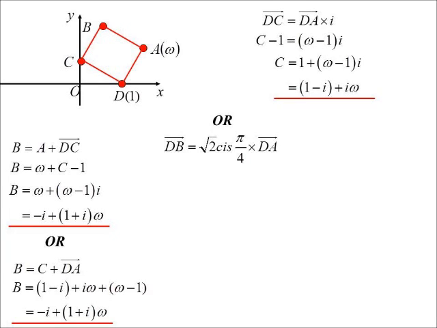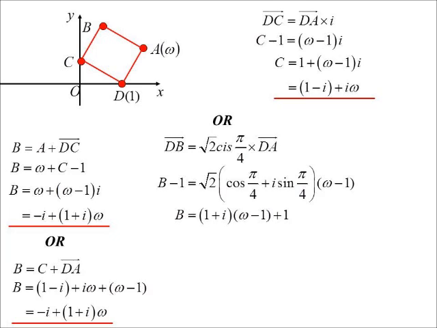Remember, cis means cos plus i sine, so I can actually calculate this out. dA we've worked out is omega minus 1. Cos pi on 4 is 1 on root 2, and so is sine pi on 4. So we end up with 1 plus i times omega minus 1, then moving the 1 to the other side of the equation, we add 1, and playing around with it, eventually, again, we get the same answer. So it's just how you're thinking about it at the time. Did I slide a vector? Did I rotate a vector to get where I want? It should all work, no matter which way you pick.